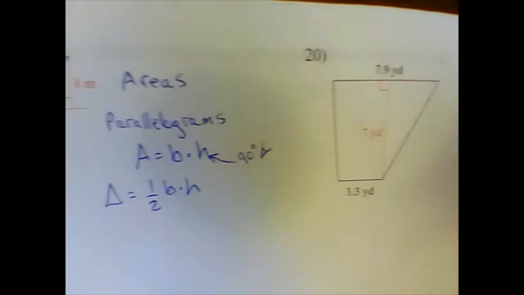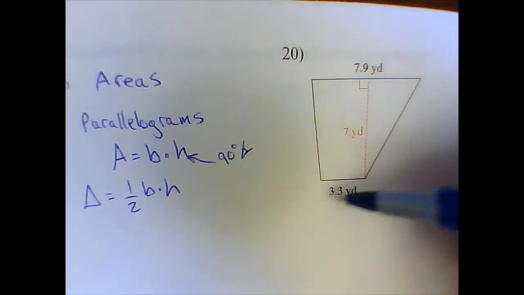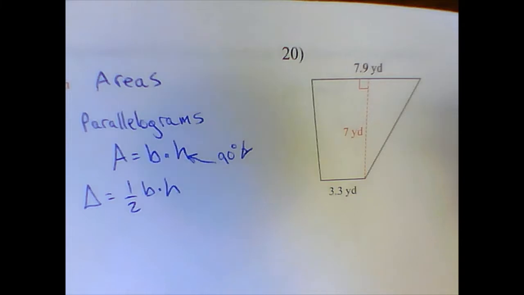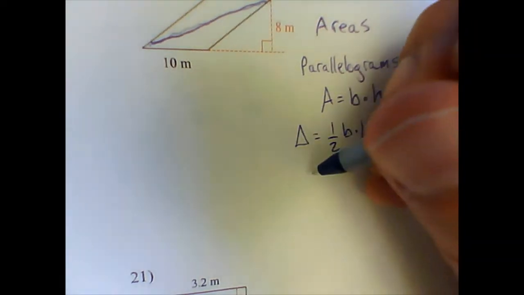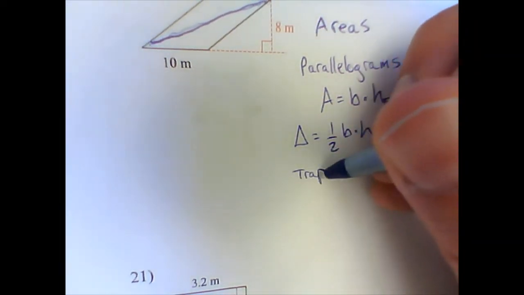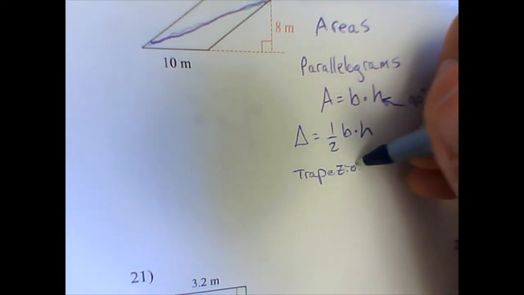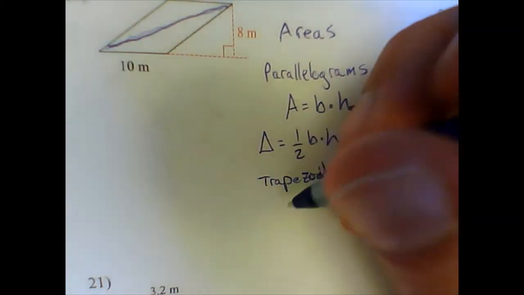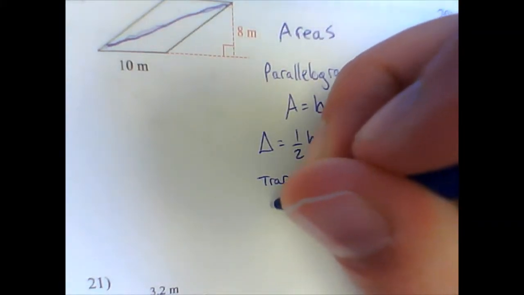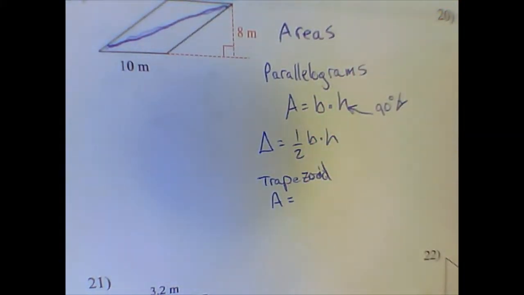All right, trapezoids. Okay, two parallel sides, or a single set of parallel sides, and the other set of sides not parallel. Okay, now trapezoids are related enough to parallelograms that they're going to go with the base times the height, but the problem is they've got two bases. So how do you know which base to use?